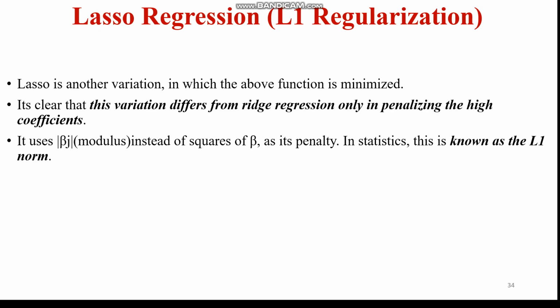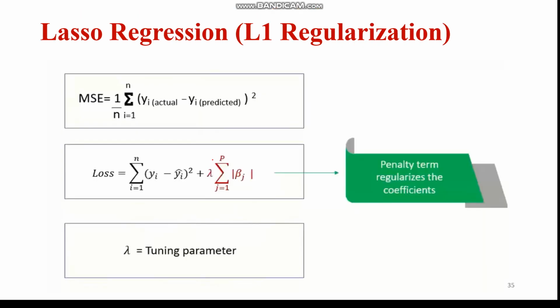So next we have lasso regression, that is L1 regularization. It is another variation in which the above function is minimized. It is clear that this variation differs from ridge regression only in how it penalizes the high coefficients. So what is happening in this case? We use the function this way, adding the penalty to regularize the coefficients.